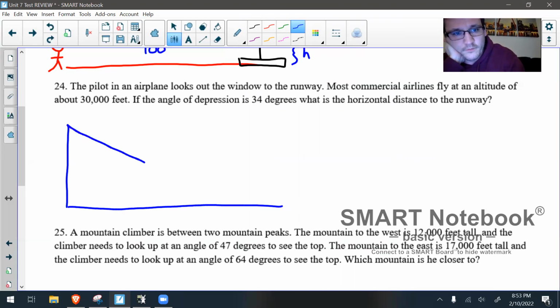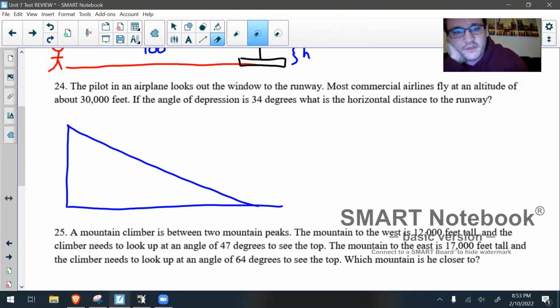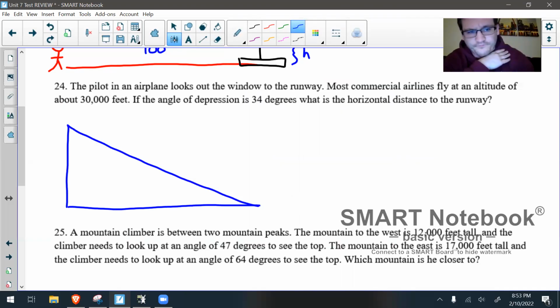All right, so there we go. There's our triangle. The altitude is pretty straightforward. That's how high up in the air the plane is. So this is our 30,000. My stylus is not cooperating here. All right, 30,000. Here's our plane. Our plane is up here. Now, the pilot, he's looking down.